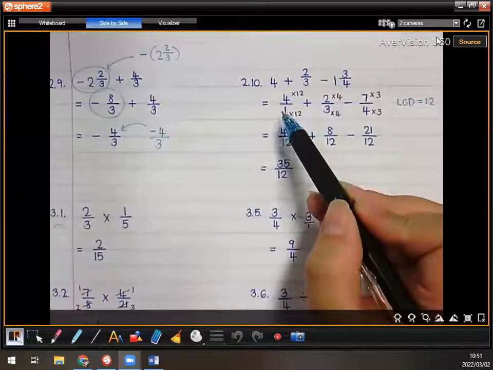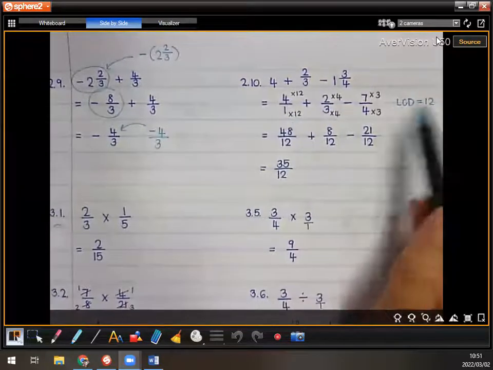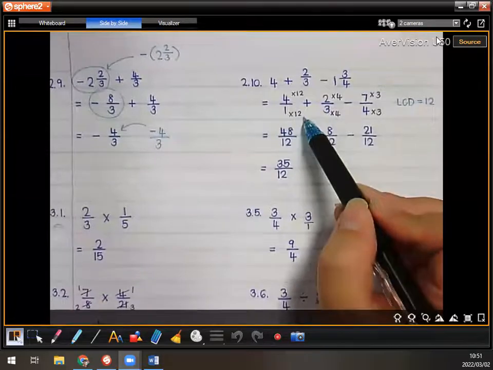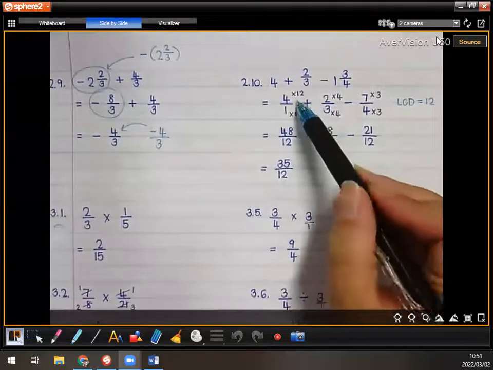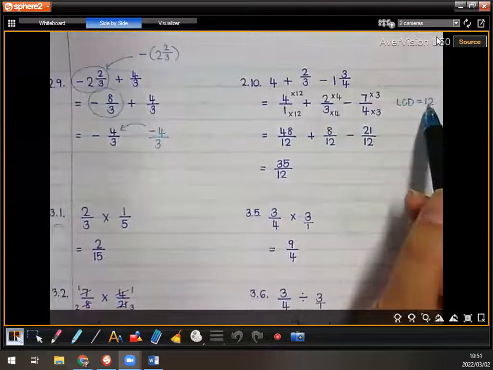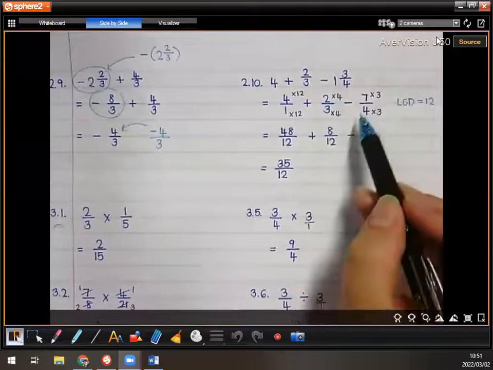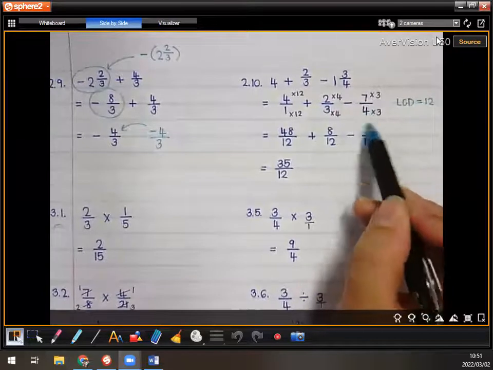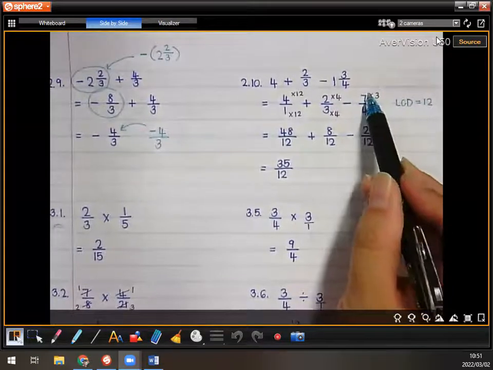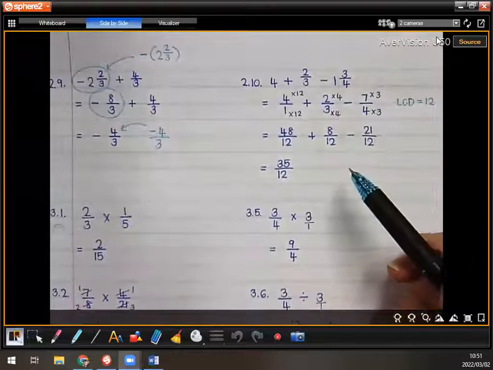So now you need to ask yourself, what do I multiply 1 by to get 12? 1 times 12 is 12. So you do the same thing at the top. 3 times what will give you 12? 4. So you do the same thing at the top. And then for the last one, 4 times 3 will give you 12. So you just multiply the top by 3 as well.